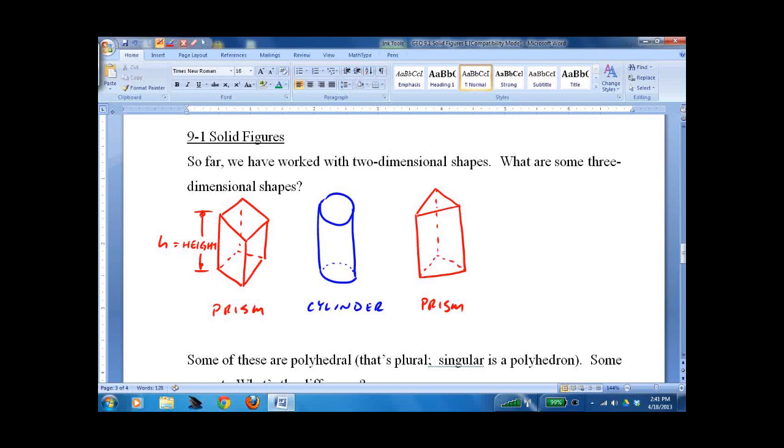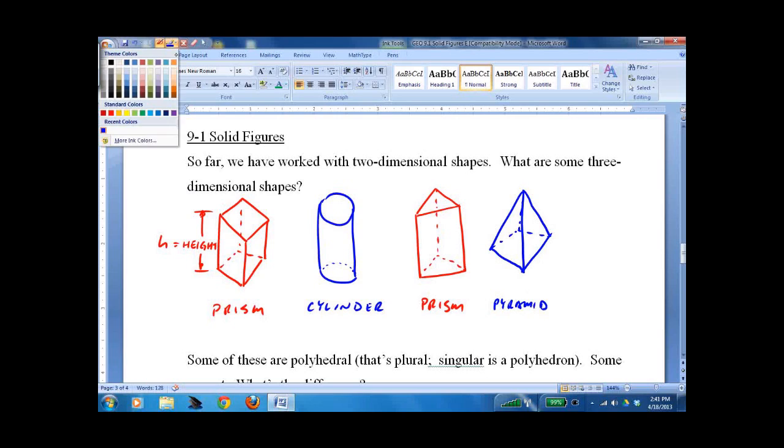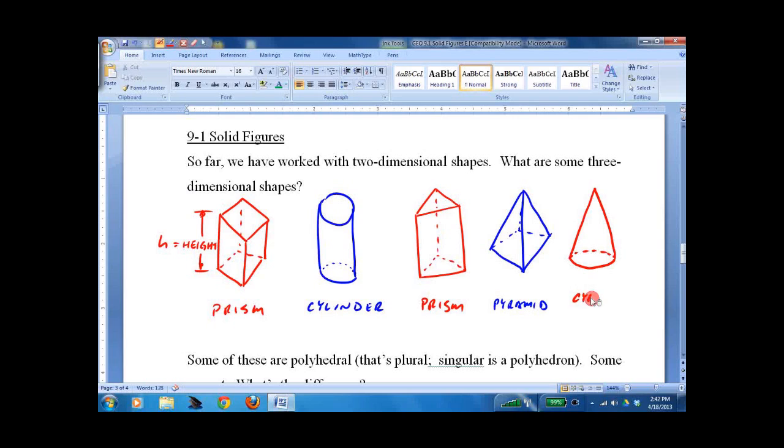And there's two other shapes we could look at. One, of course, is a pyramid. And then the circular version of that, we would call a cone. So those are some of our shapes.